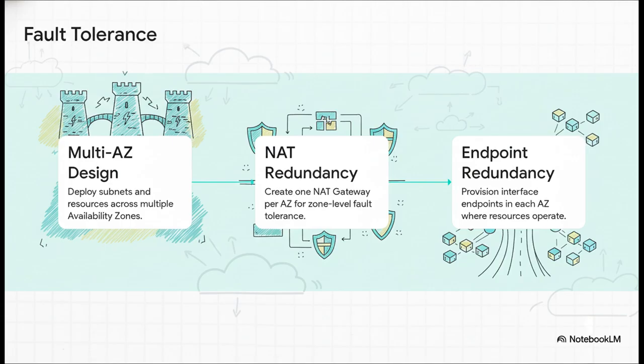Think of AZs as separate independent power grids for your city. Step 2, NAT gateway redundancy. For any resources that need to talk to the internet but shouldn't be publicly exposed, you use a NAT gateway. And the key is you put one in each AZ.